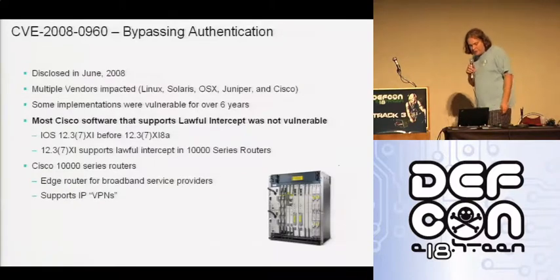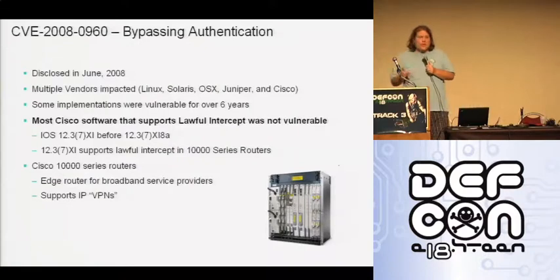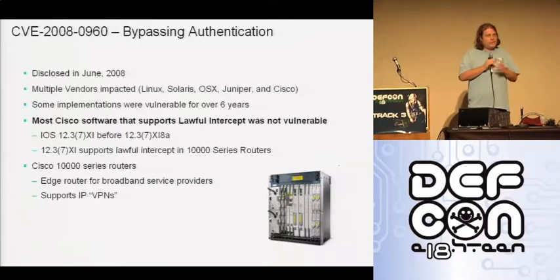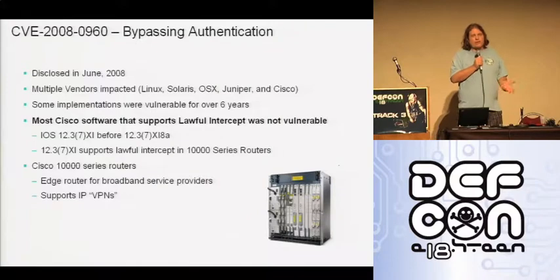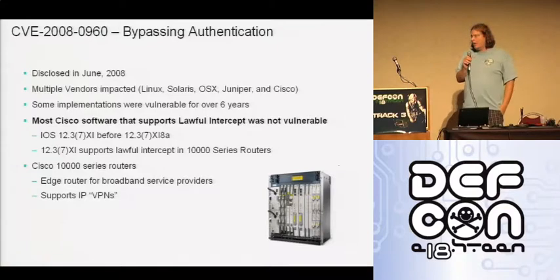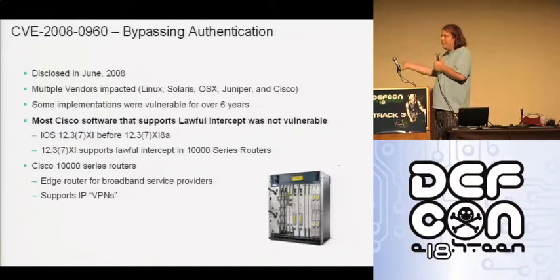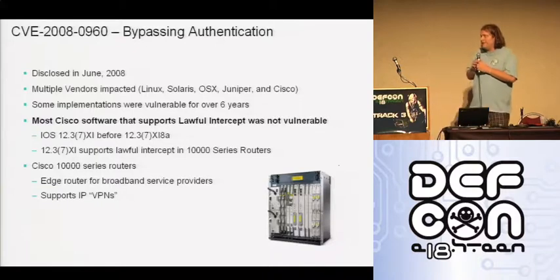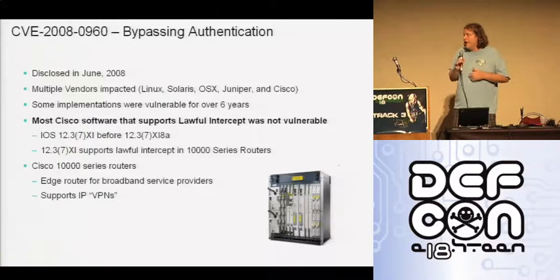As I mentioned, this was disclosed in June of 2008. It impacted a bunch of different vendors. What's interesting is that a lot of the iOS software trains that support lawful intercept were never vulnerable to this vulnerability. And both the vulnerability and lawful intercept have existed in iOS version trains for many years. So obviously Cisco had two source branches here. One of them had the bug and one of them didn't. I did find one version in particular that had both the bug and the feature. There were probably others. I didn't exhaustively search the list, but the Cisco 10,000 2000 series router supports this particular version train of iOS, and it had both the vulnerability and the lawful intercept feature.